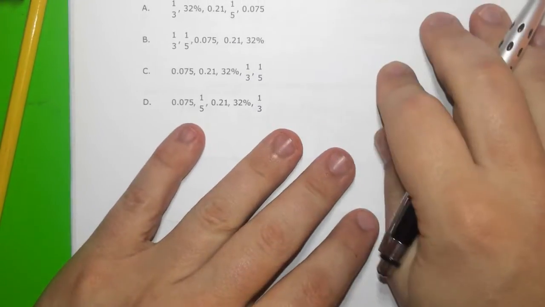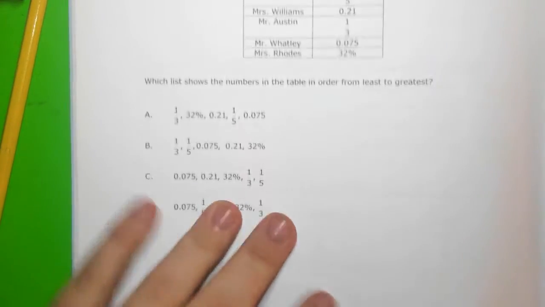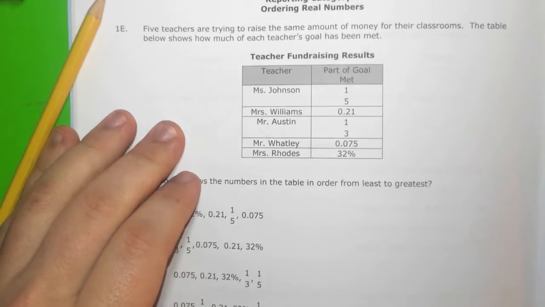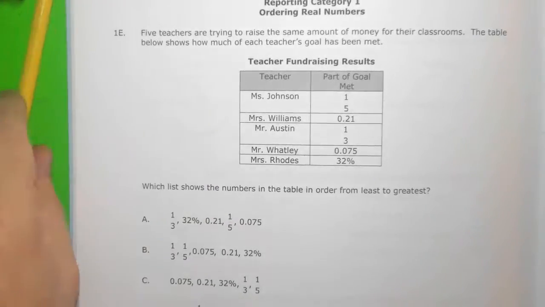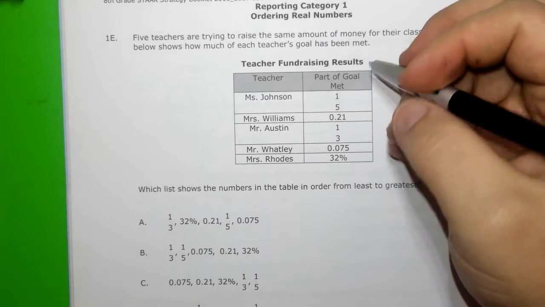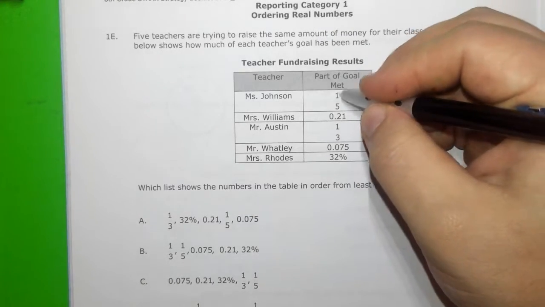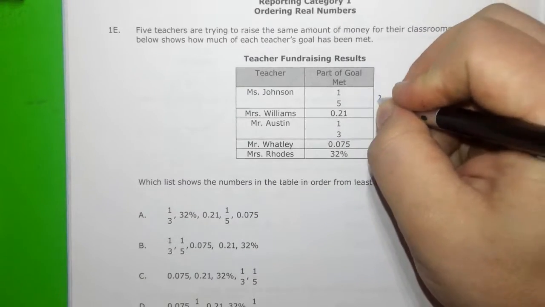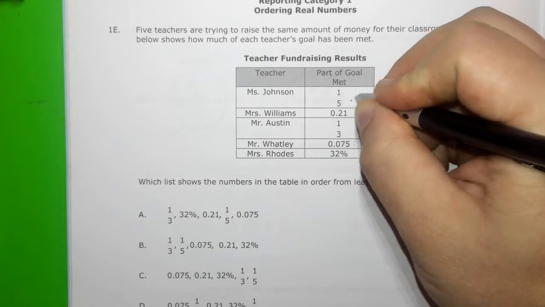All right, I want to do 1E because it works with percents. 5 teachers are trying to raise the same amount of money for their classrooms. The table below shows how much each teacher's goal has been met. Okay, so Ms. Johnson, part of goal met, she's completed 1/5. That's also 20%, or 0.2.